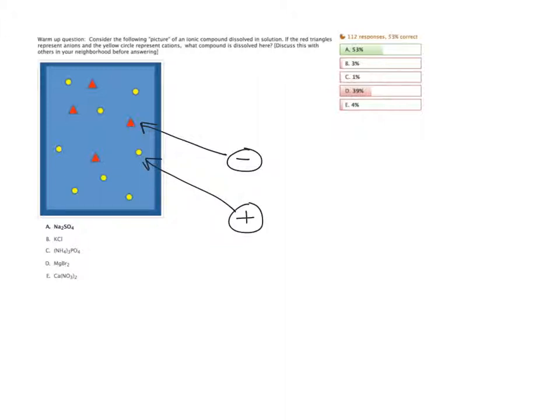And what we can see is we have 2 times as many cations as we do anions. And so that means the solution here is going to be A, because only sodium sulfate is a formula that has twice as many sodium ions, cations, as sulfate ions.